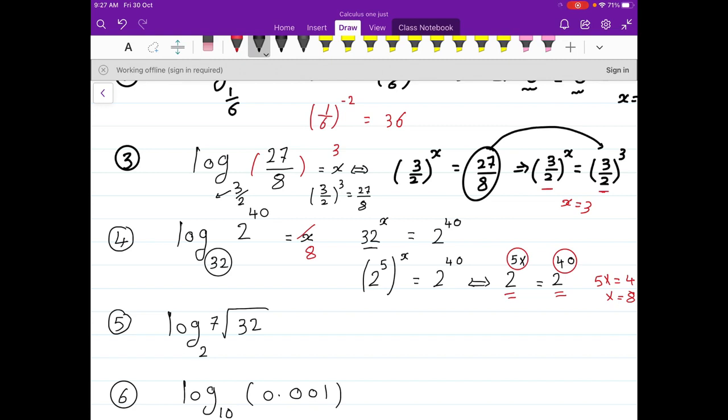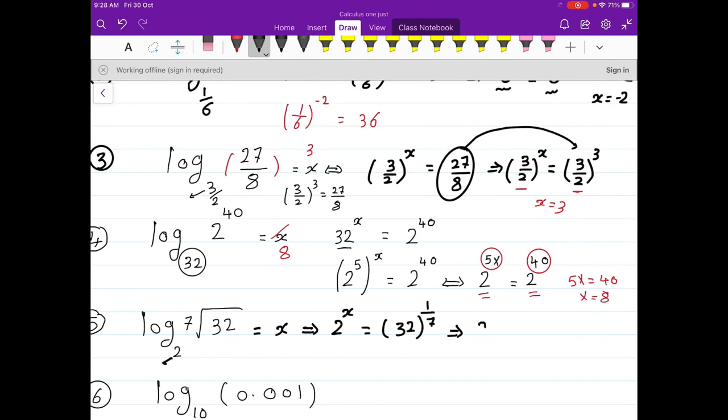Extra problem: log of the 7th root of 32 for the base 2. How to find this value or simplify? This is equivalent to x. This is the base, so 2 to the power x equals 32 to the power 1 over 7. And this is equivalent to 2 to the power x equals 2 to the power 5 to the power 1 over 7. So we have 2 to the power x equals, you multiply the powers, 2 to the power 5 over 7. Now, they have the same base, which means the exponents are equal. That means x equals 5 over 7.